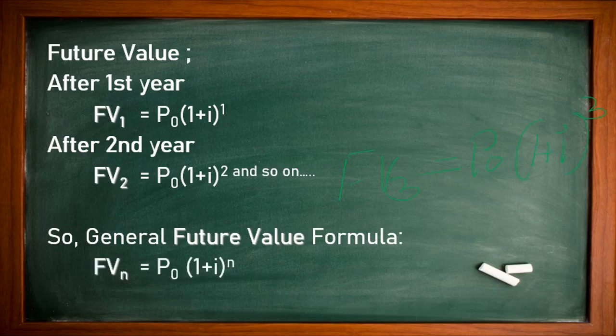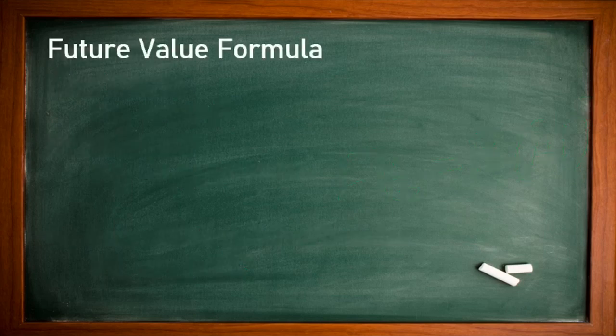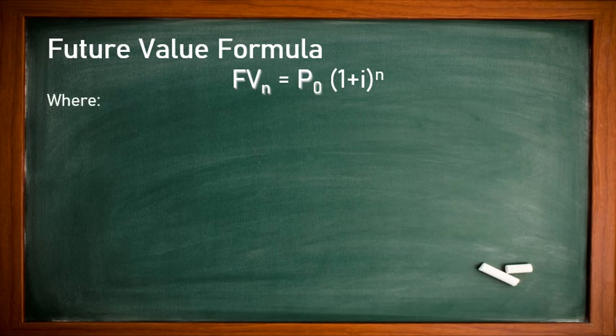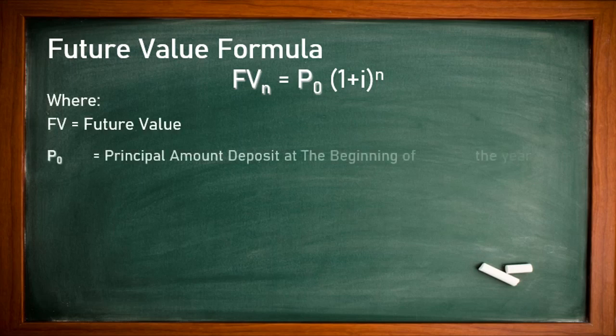So now the future value formula is FVn = P0 (1 + I) to the power n. Whatever number of years you want to deposit your money for, you put in place of n. You will get your compound interest amount with the help of the future value formula. So we know that the future value formula is FV = P0 (1 + I) power n, where future value is denoted by FV.